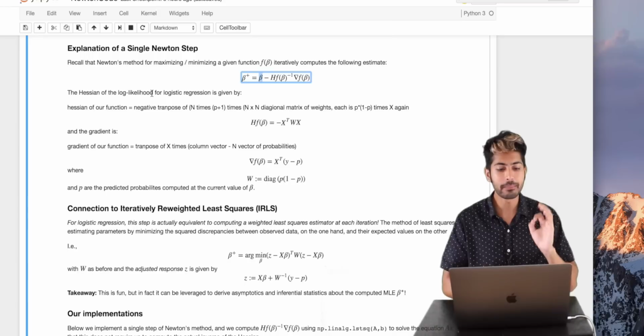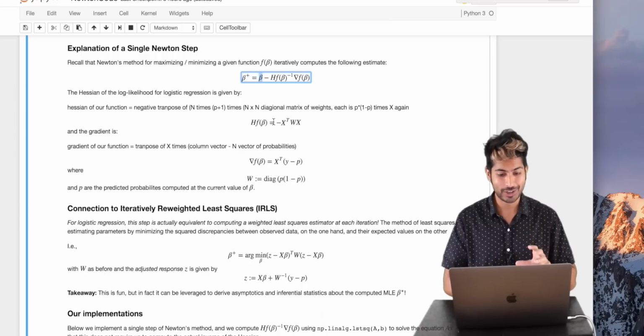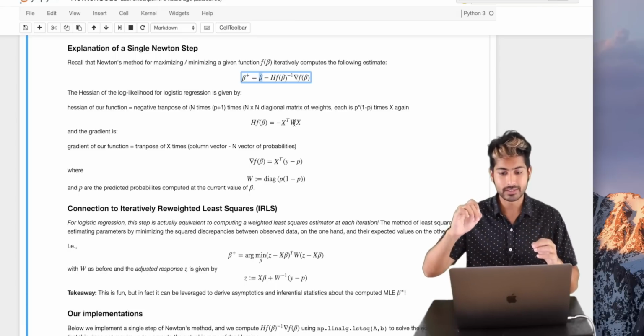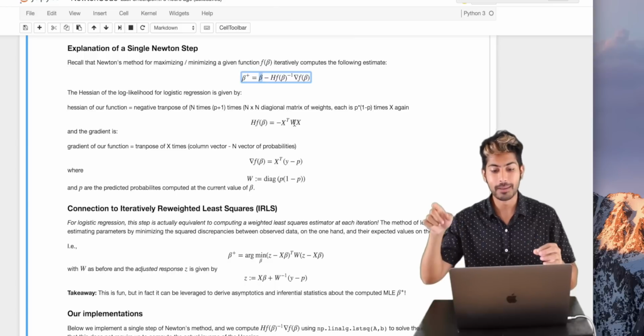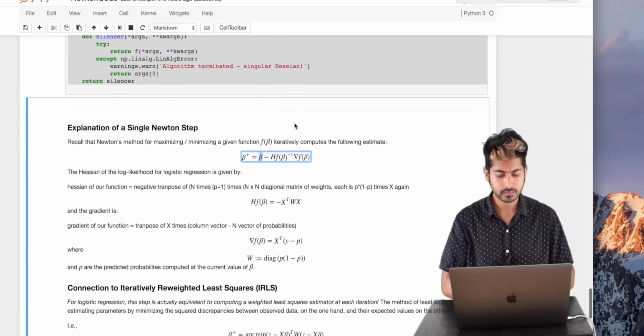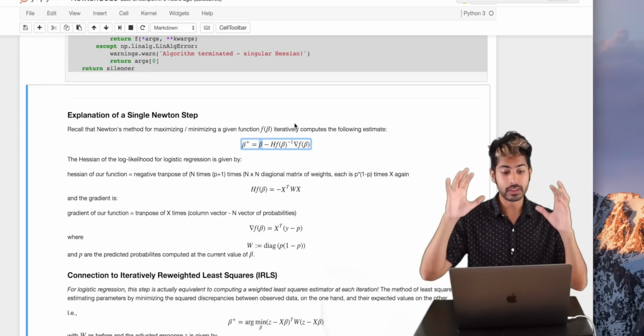Okay, so how do we compute the Hessian of the log likelihood for logistic regression? The way we do that is like so. We say the Hessian of our function is equal to the negative transpose of x, where x is n times p plus 1, times an n times n diagonal matrix of weights, where each of these weights is p times 1 minus p, times x again. So we already defined x, so we'll multiply it again. Okay, so I know that was a lot to take in, but that's the formula for computing the Hessian.